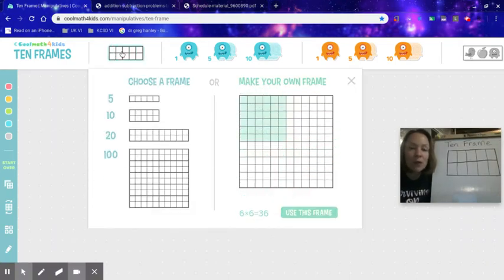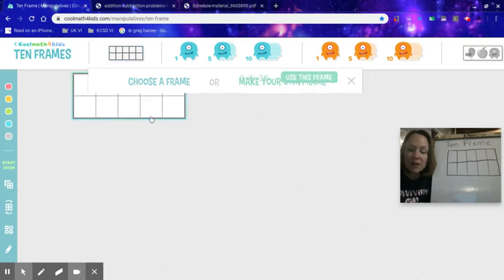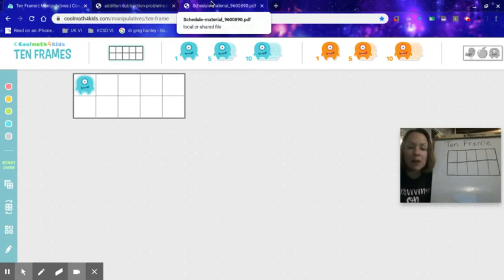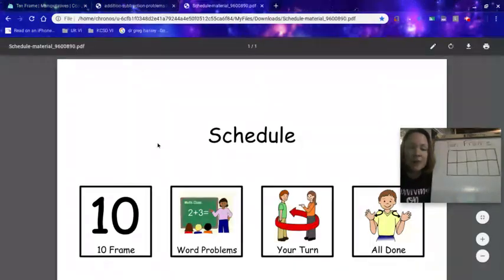This is a website where you can practice using frames. So we've got a 5 frame, a 10 frame, a 20, and a 100, or you can make your own. We'll start with the 10 because that's the most familiar. And then you can drag and drop these really cute manipulatives into the 10 frame. So if you want to practice that way, you can. But I would say our students are most familiar with one on a whiteboard or one on a magnet board. So that's what we're going to use today. All right, so let's get started.